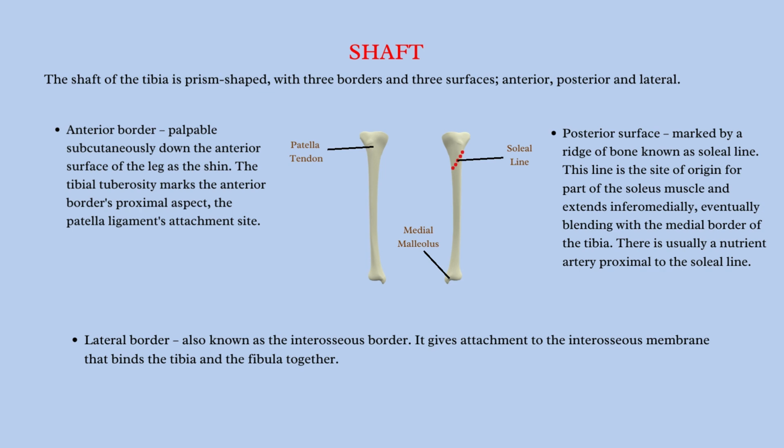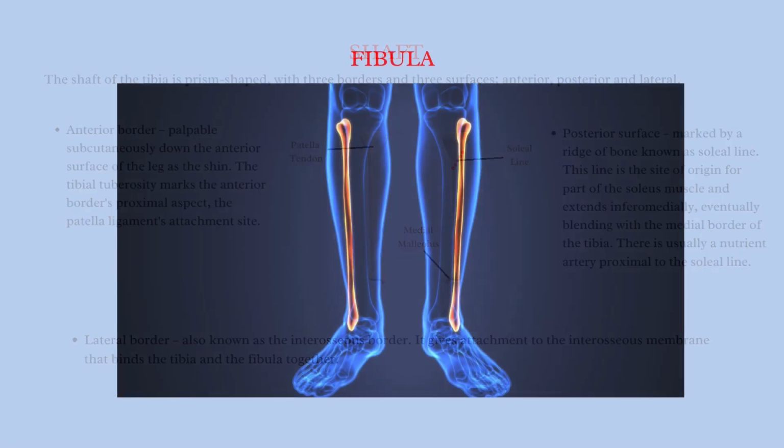The posterior surface is marked by a ridge of bone known as the soleal line. This line is the site of origin for parts of the soleus muscle and extends inferior-medially, eventually blending with the medial border of the tibia. There is usually a nutrient artery proximal to the soleal line.